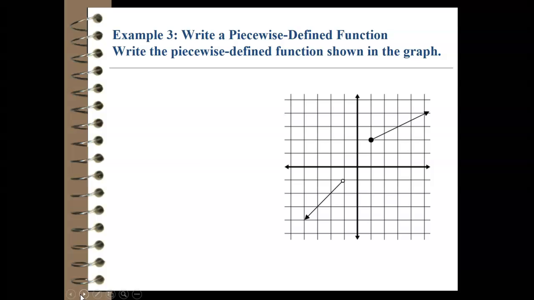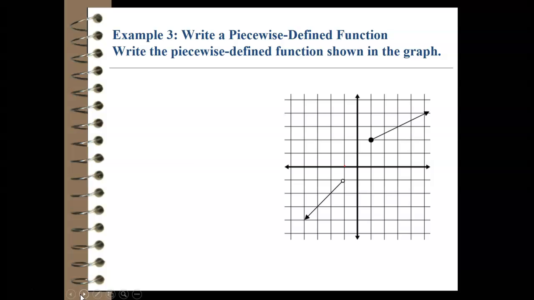So in the past two examples, we were given the piecewise and we drew in the graph. Now we're given the graph and we need to write the piecewise. So you need to go over to the graph, and the first thing I always do is look at my starting points. So this point right here is -1, -1.